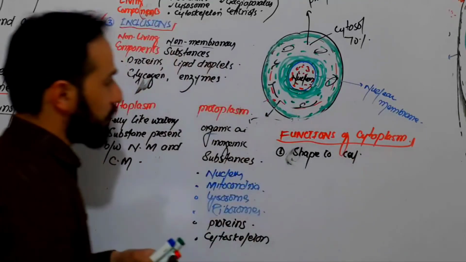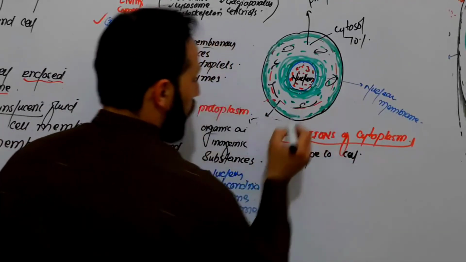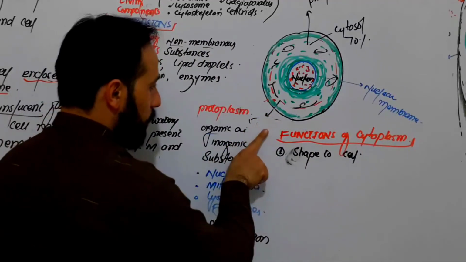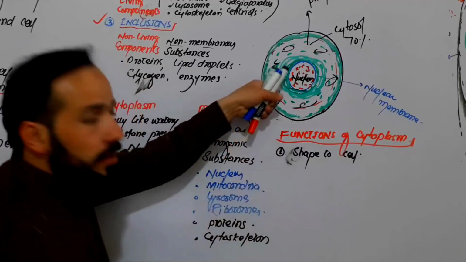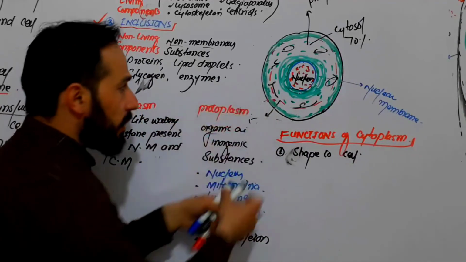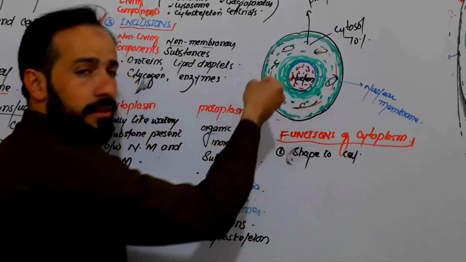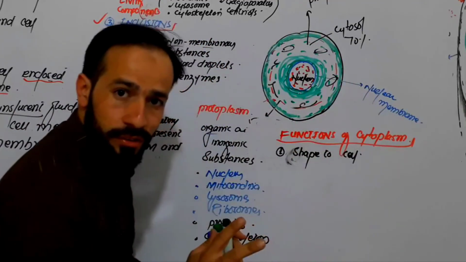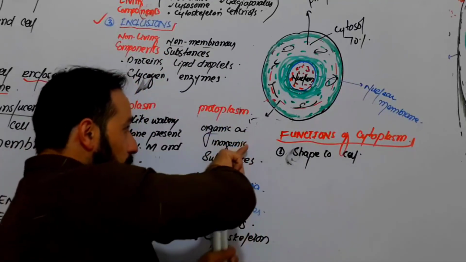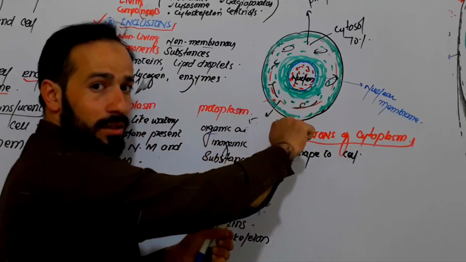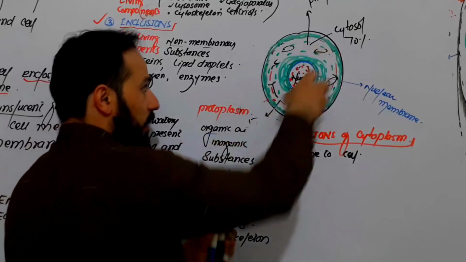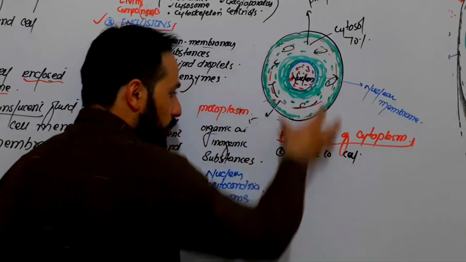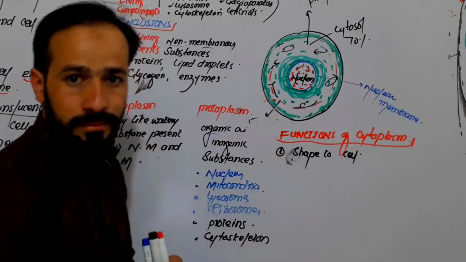Look carefully, my dear friends. If we inject a needle inside the cell and pull all the cytoplasm out of the cell, then the cell will shrink and the shape of the cell will be lost. And if we inject that water, that cytoplasm, back into the cell, the cell will gain its shape again. So this cytoplasm is responsible for providing shape to the cell.